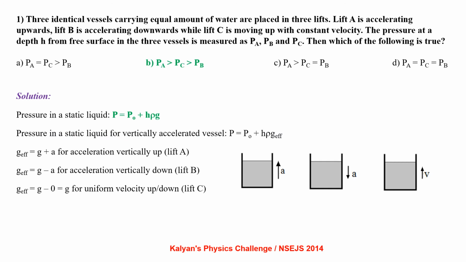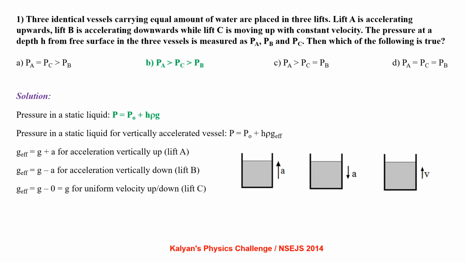Three identical vessels carrying equal amount of water are placed in three lifts. Lift A is accelerating upward, lift B is accelerating downward, while lift C is moving up with constant velocity. The pressure at a depth h from the free surface in three vessels is measured as PA, PB and PC, then which of the following is true?